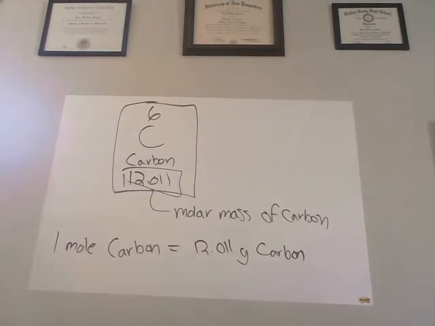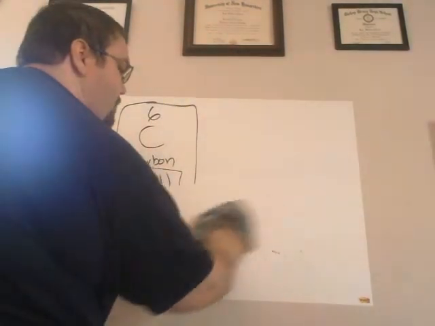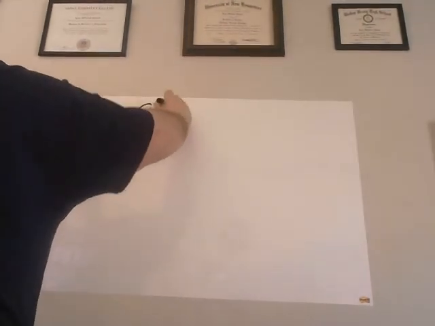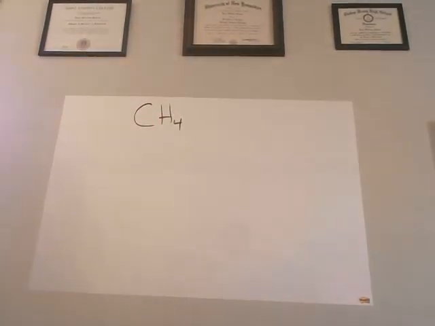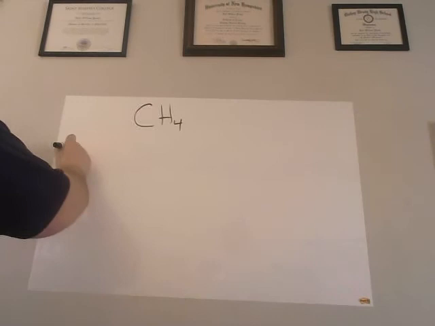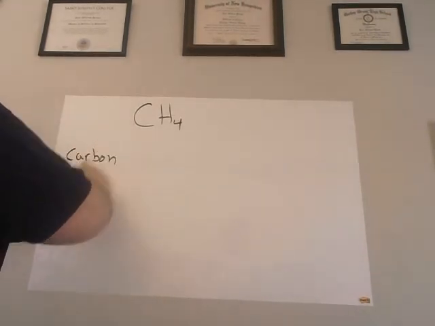So, not all substances are single elements, right? In fact, most of them are not. So how do we figure out the molar mass of a substance? Let's take natural gas, methane, as our example. That's CH4. If we know the formula of the substance, we can figure out the molar mass of the substance very simply. We take our carbon, and H is hydrogen.